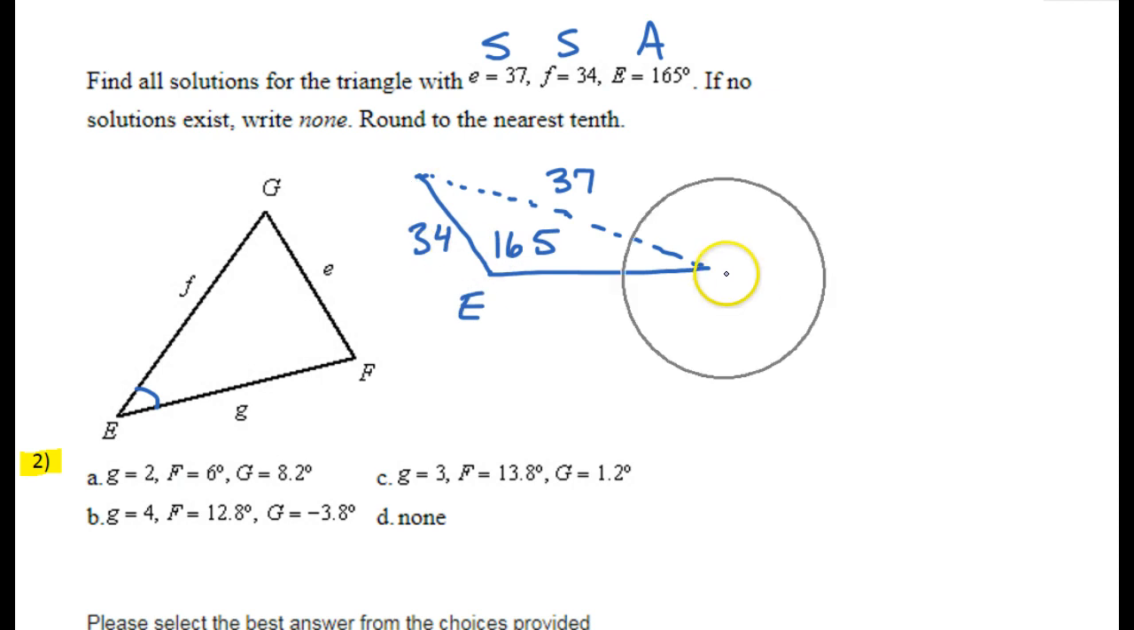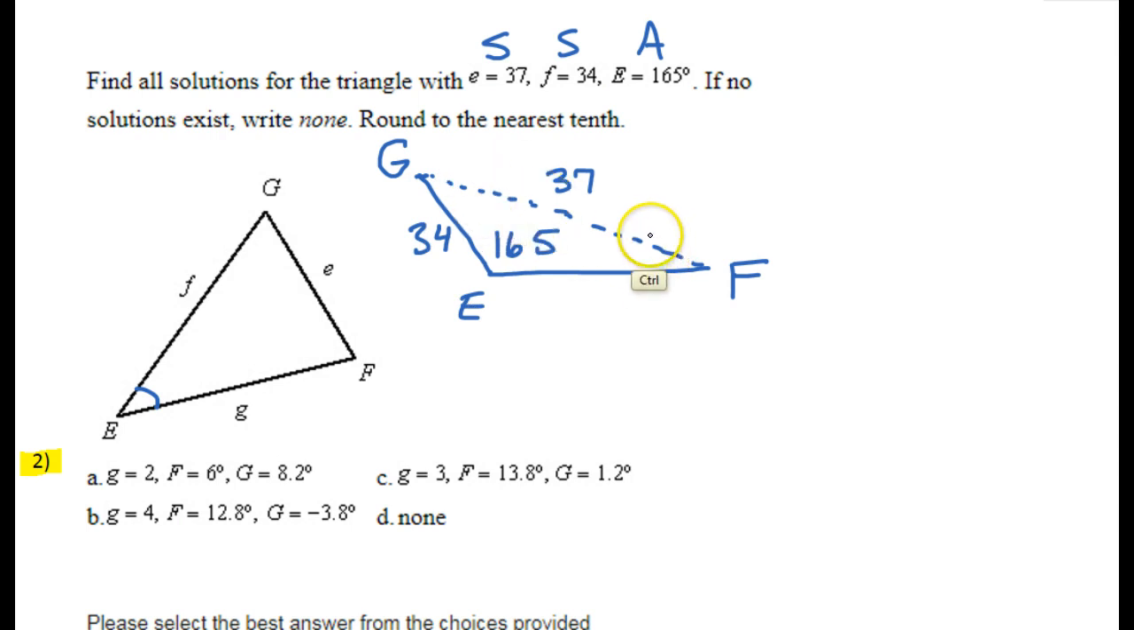If this is side F, that means angle F is across from it. Let's call this angle G. So we need to solve for the two missing angles and the missing side.